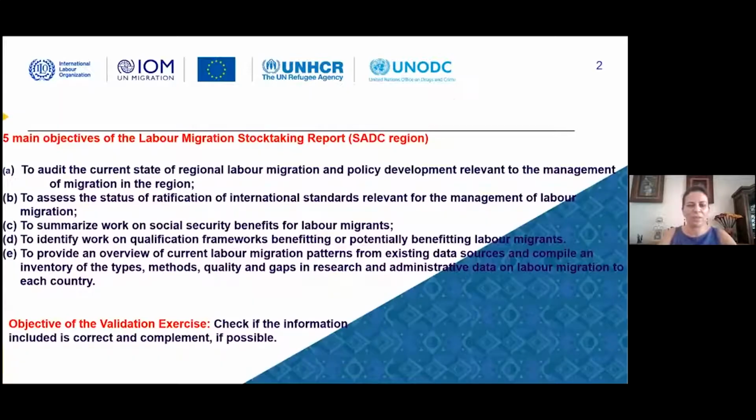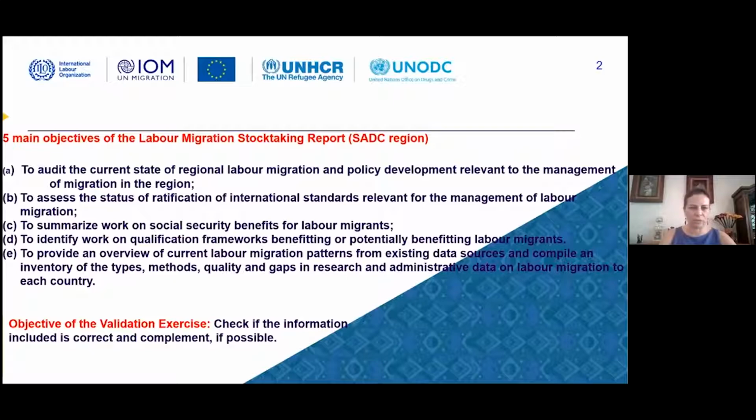And for this report, I would like to mention the main objectives, which were to bring together a lot of the information on labor migration and policy development in the SADC region, to assess the status of ratification of international standards on migrant workers and related standards for the good governance of labor migration, to summarize work on social security portability of benefits for migrant workers, to identify work on qualifications frameworks and other systems that help to advance the recognition of qualifications for migrant workers in the SADC region, and to provide an overview of current labor migration data patterns, sources, and an inventory of methods.